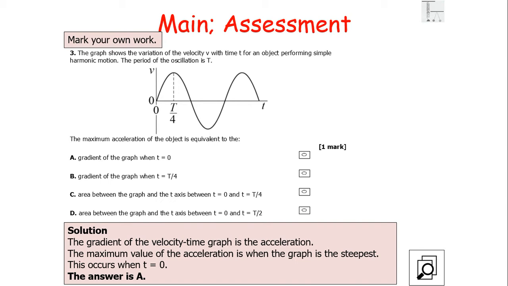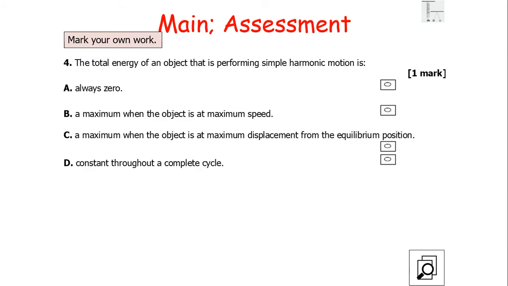Now the maximum value of acceleration will be when the gradient is the steepest, which we find to be at t equals 0 from looking at the graph. So therefore the maximum acceleration is the steepest gradient, which occurs when t equals 0, so the answer is A. Next question. The total energy of an object that's performing simple harmonic motion is always what?